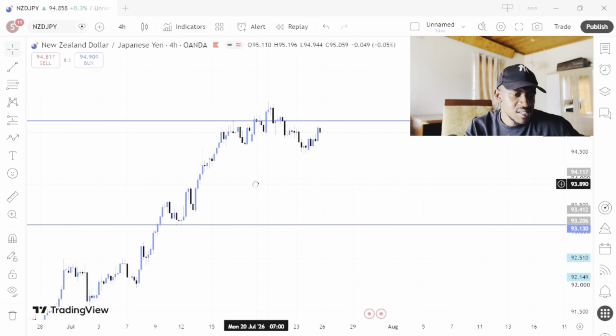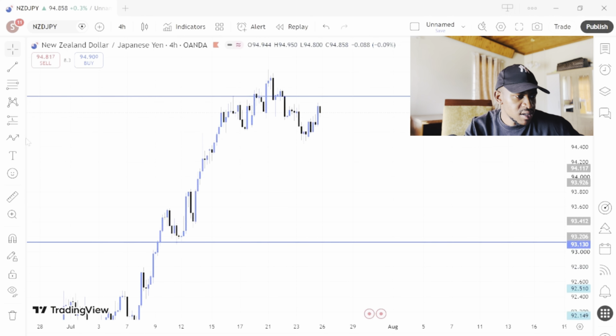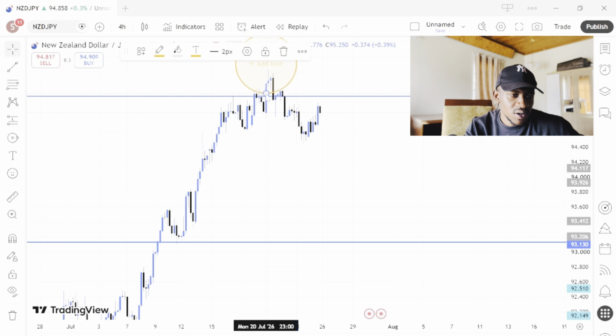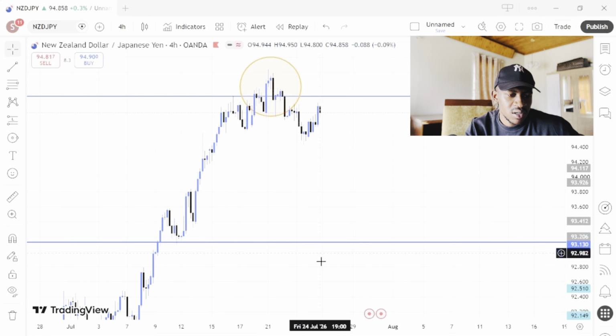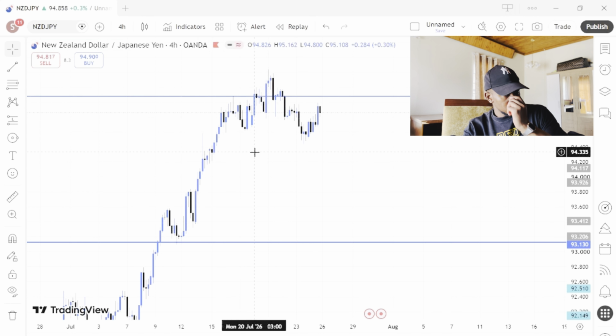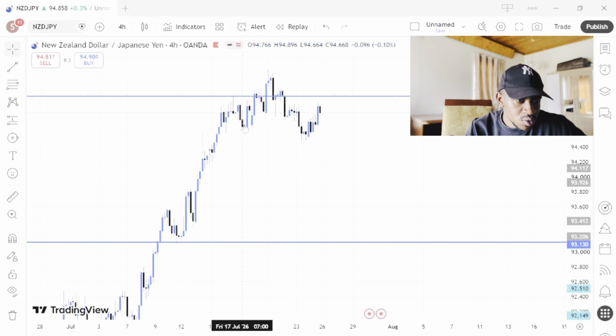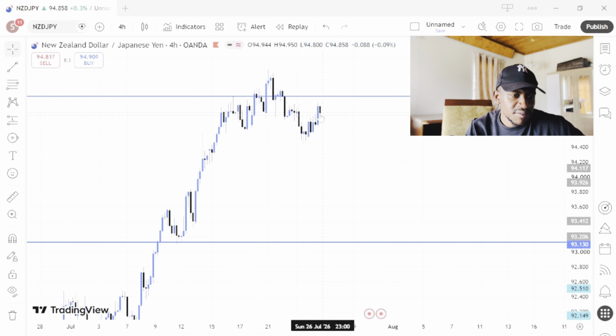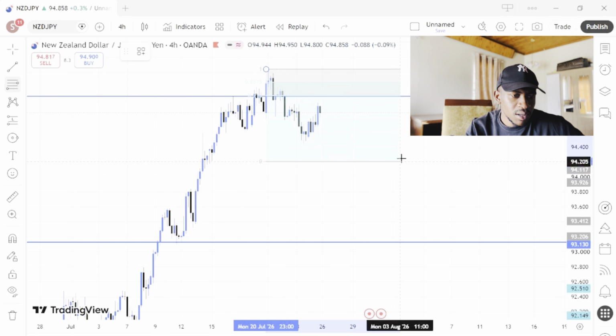Secondly, the NZDJPY. On NZDJPY, we swept the weekly highs, as y'all can see over here, right? We sweep the weekly highs, now we're targeting the weekly lows. Yeah, I can see a head and shoulders already, so we already have head and shoulders. So I don't know, let's see if we pull out the fib.